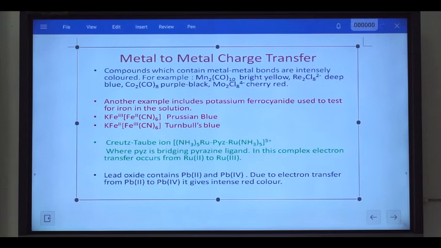Similarly, the Creutz-Taube ion, [(NH3)5Ru-pyrazine-Ru(NH3)5], where pyrazine is the bridging ligand, and in this complex the electron transfer occurs from ruthenium +2 oxidation state to ruthenium +3 oxidation state. Similarly, the complex contains lead 2 and lead 4, and electron transfer occurs from the +2 oxidation state to the +4 oxidation state, due to which it gives an intense red color solution. So these are all about the metal to metal charge transfer.